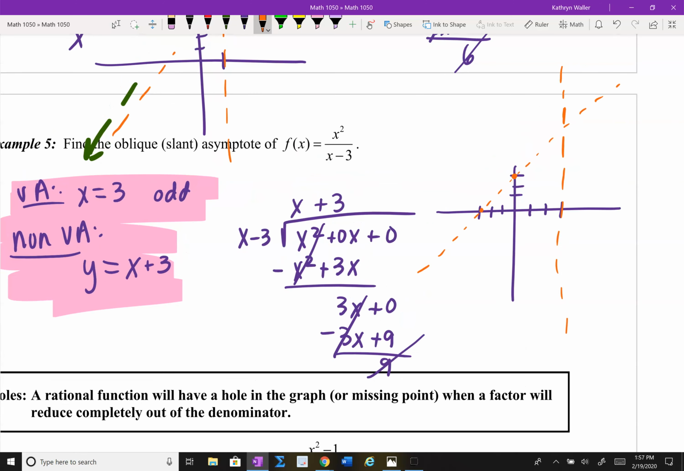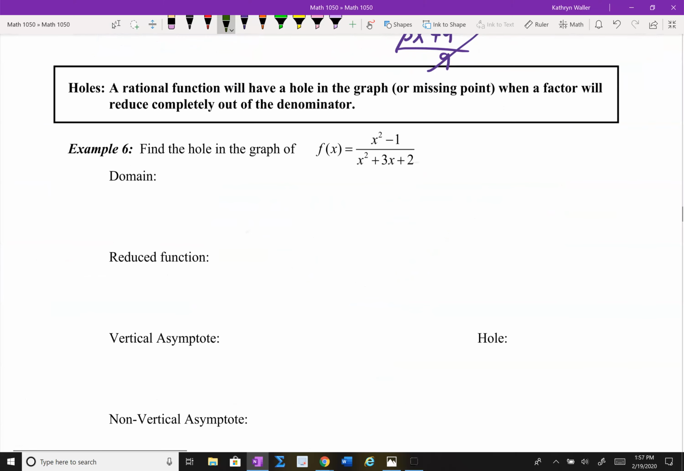Here's what I know. How many pieces to my graph? Tell me that. 2 parts, right? This guy's odd. Oh, I shouldn't have filled in the center. We'll talk about that more next time. The other thing I know is as x gets big, my graph goes up here, and as x gets small, my graph goes down there.